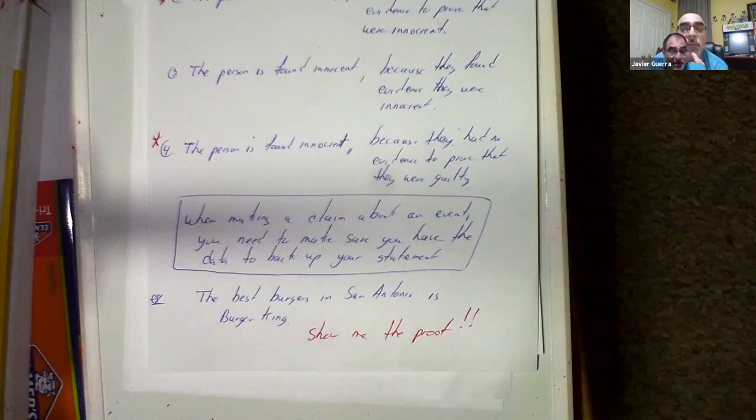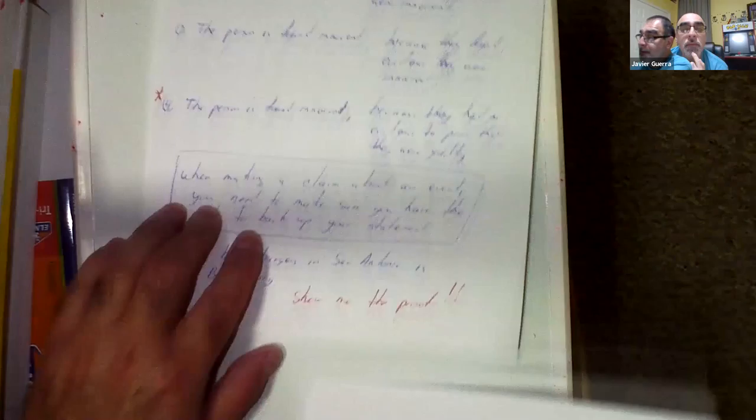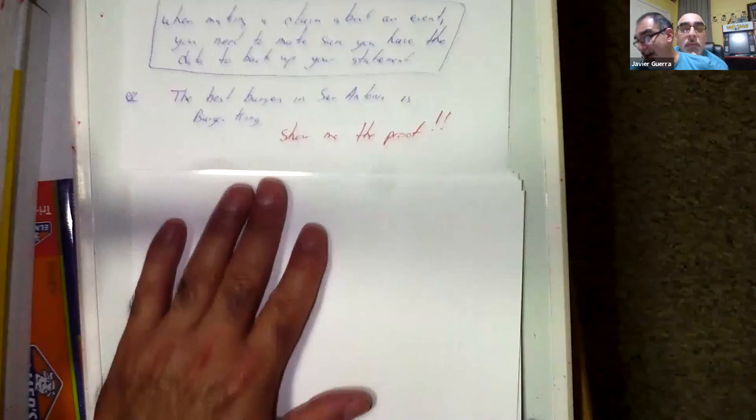So yeah, all right. So you don't agree that Burger King has the best thing. Well, I never. It's good, I guess. I don't know. The onion is good, but that's about it.